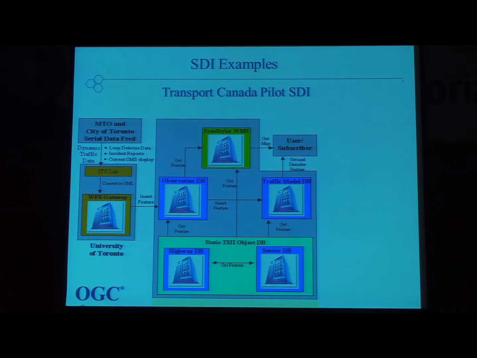So this is a very typical sort of architecture where GML is used and distributed from one web feature service to another, so that the end user ends up getting some stylized, processed visualization, in this case, of the raw data.